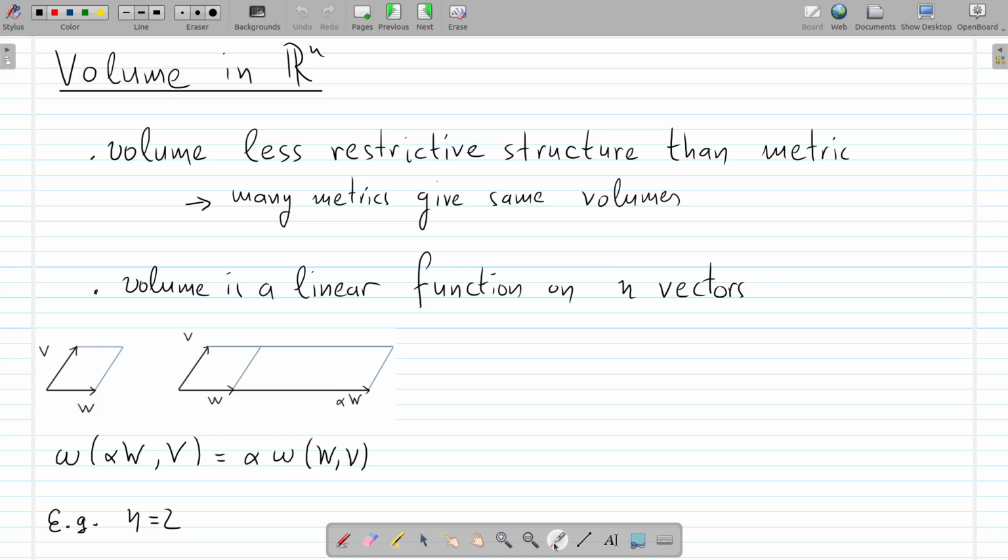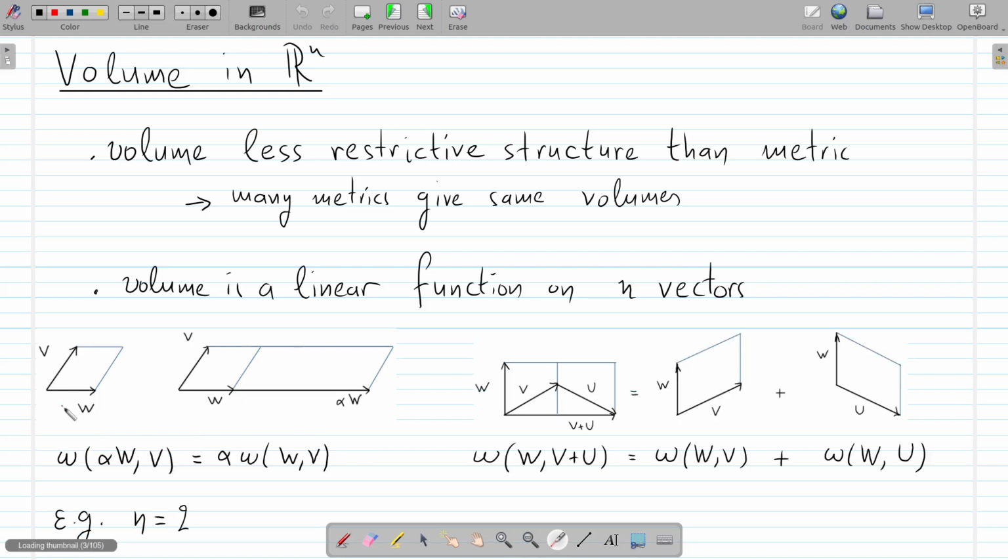Another property that volumes have is that they are linear functions on n vectors, where n is the dimension of Rn. We can see that with an example here, where we are on the plane, the dimension is equal to 2. And the volume in that case is the area of a surface defined by the two vectors w and v. So if we scale the vector w by a factor alpha, then the volume is also scaled by the same factor alpha here. The same thing happens when we add two vectors. If we have two vectors, v and u, and we consider the area that the vector v plus u spans with w, then this is equal to the area spanned by the vectors v and w plus the area spanned by the vector u and w.